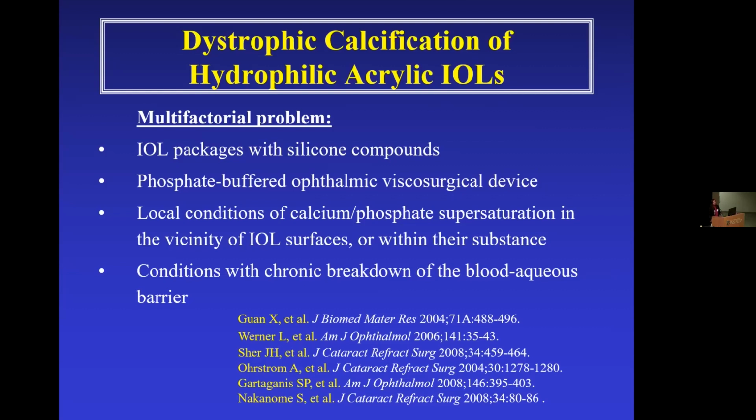And also other complications for the study of calcification is the fact that many different manufacturers may buy the material from the same source. Actually, the material is the same, but then each one of them will have a different procedure for manufacturing. And then those lenses are going to be sent to different countries and marketed in different countries with different names. So this really complicates the evaluation of this problem.